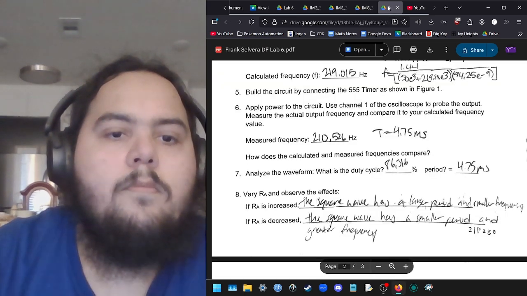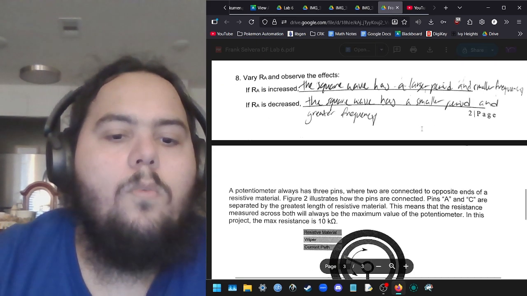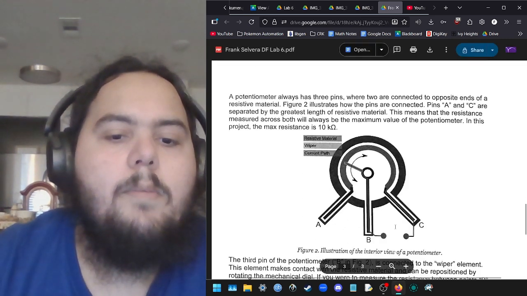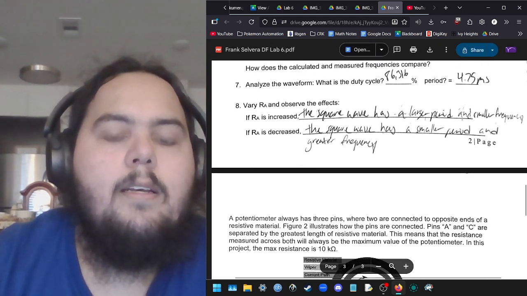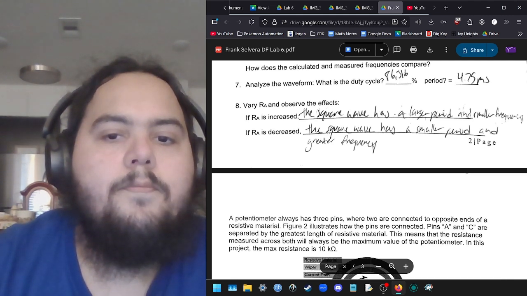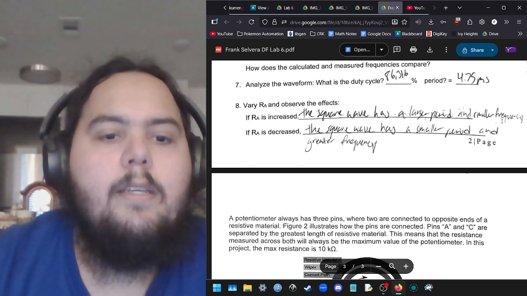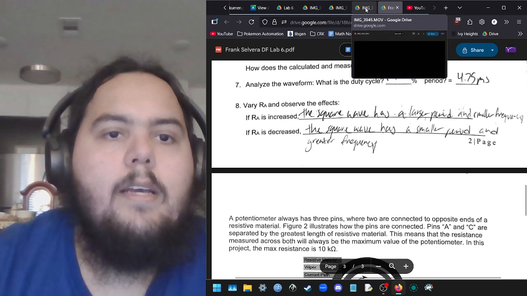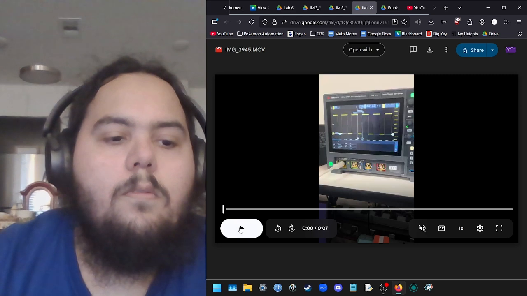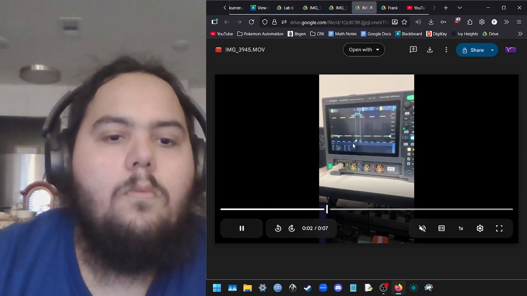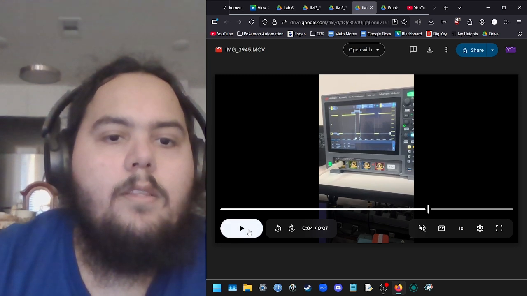Specifically, when RA is increased, so when the resistance is increased between B and C, or when the potentiometer is turned left, the square wave has a larger period and a smaller frequency. This means that the distance between each wave is larger as the resistance is increased. And again, you can see this in the video. Right here, it's getting larger. The period was getting larger and the frequency was getting smaller.